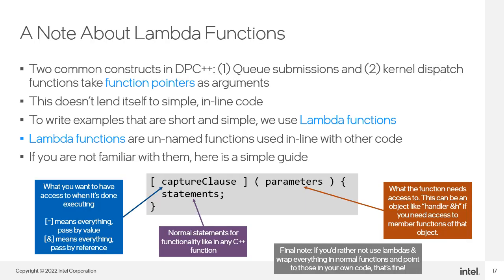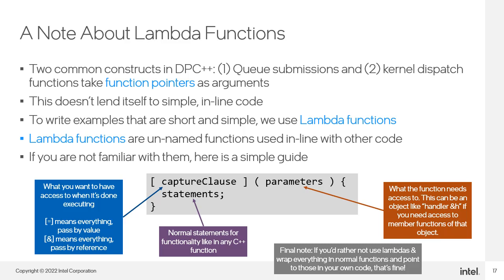A note about Lambda functions. Lambda functions are unnamed functions and are quite common to C++ users. You will come across them in most of the example codes in this training and in our DevCloud tutorials. We use them to keep the code all in line without having to wrap it into a function. Thus, it takes the place of what will be a function pointer, keeping our samples short and simple.